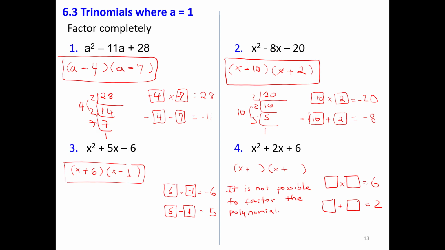And in this case, the polynomial is prime. It's prime, and it's not possible. Yes? We cannot factor this polynomial.